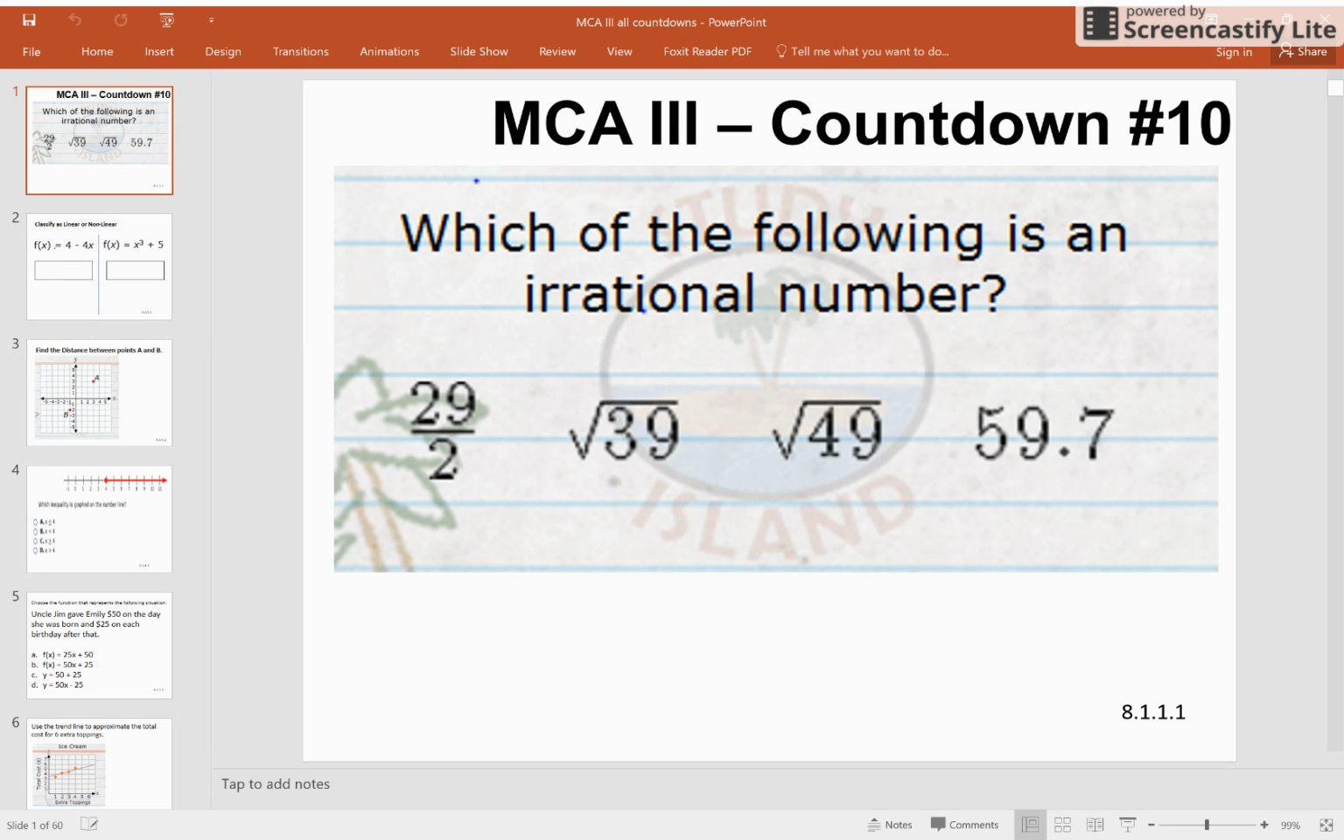Next, I'm looking for linear or nonlinear, so I'm focusing on my x value. If x is to a power of 1, which it is, it's a linear equation. Over here, x is to a power of 3, which means it's going to be an S shape. It is non-linear.